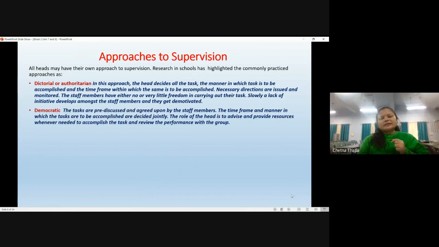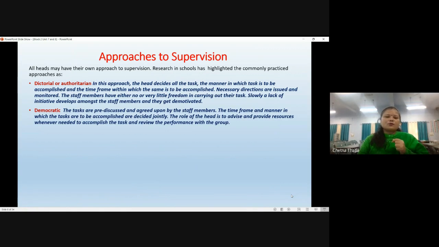The tasks are pre-discussed. The head discusses the task with the staff members, and then there is an agreement upon it by the staff members. The time frame and the manner in which the task is to be completed are decided not by the head, but jointly by the staff members as well as the head. And here, the role of the head is to advise and provide resources whenever needed to accomplish the task. And he does the review of the performances with the group.